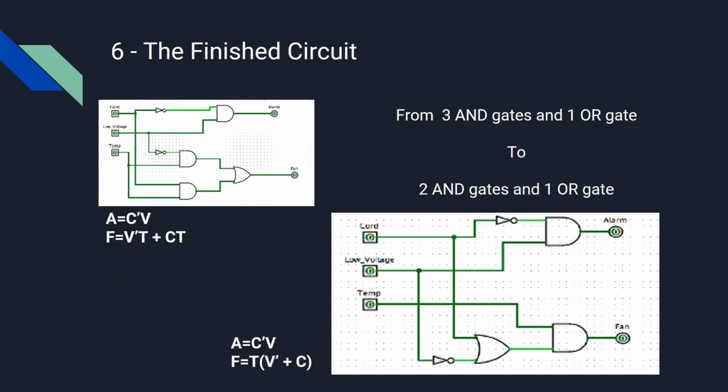Here we see two pictures of two circuits. This is the fan and alarm circuit. We see that through simplification, we are able to go from a circuit with 3 AND gates and 1 OR gate to a circuit with 2 AND gates and 1 OR gate. This is the power of simplification of Boolean equations.